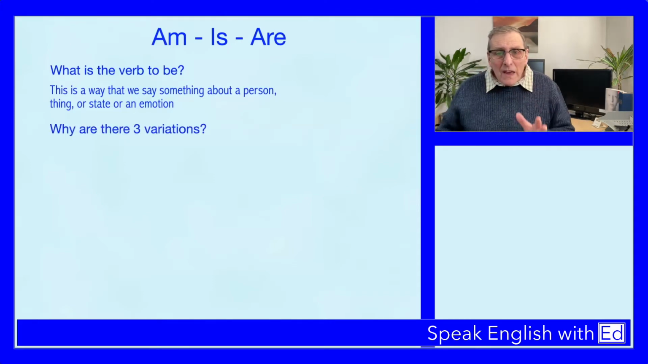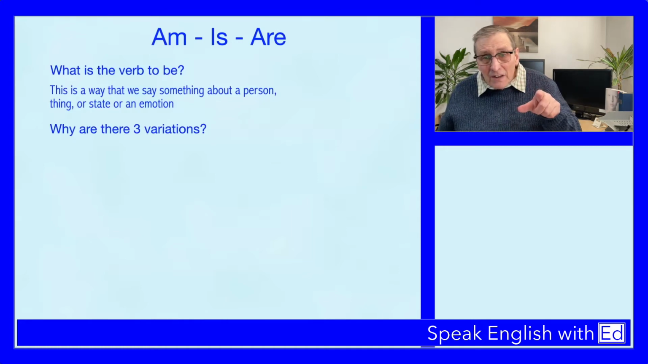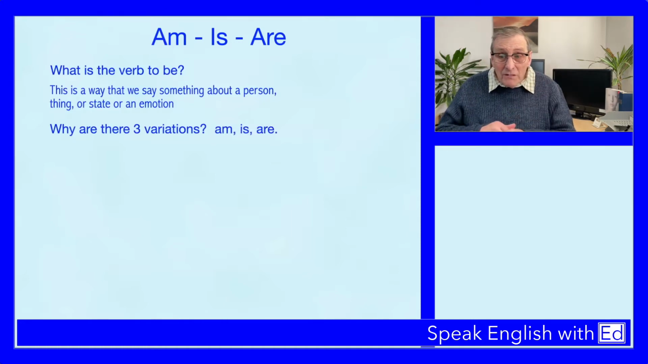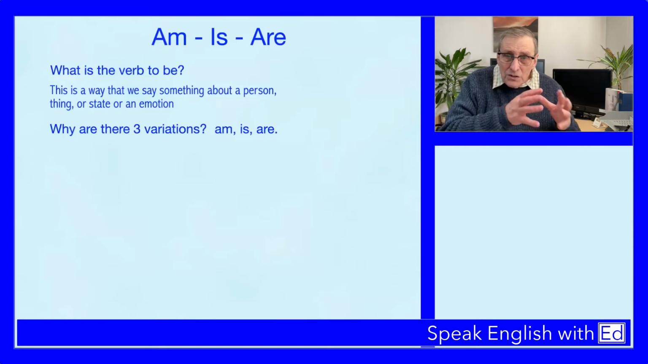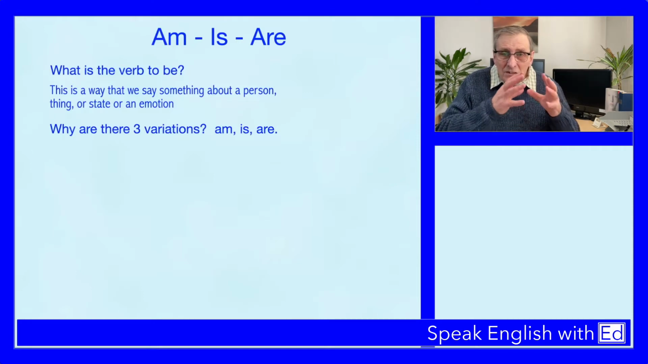But why are we talking about three variations, am, is and are? Well, actually there's 8 variations on the verb to be. But we're just concentrating on these 3 because these are going to be used with the subject of a sentence.